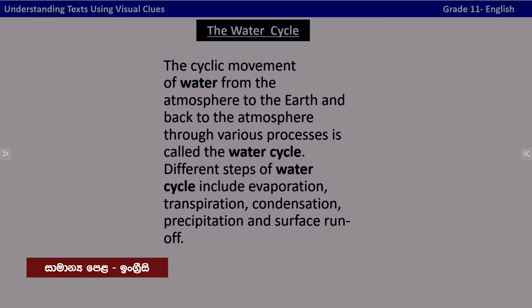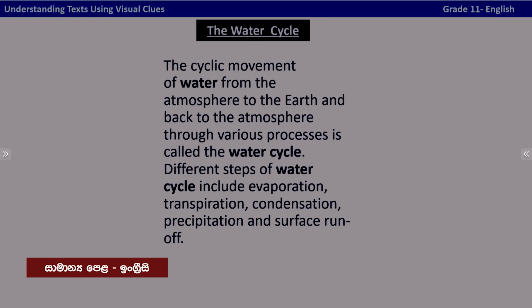The cyclic movement of water from the atmosphere to the earth and back to the atmosphere through various processes is called the water cycle. Different steps of water cycle include evaporation, transpiration, condensation, precipitation, and surface runoff.